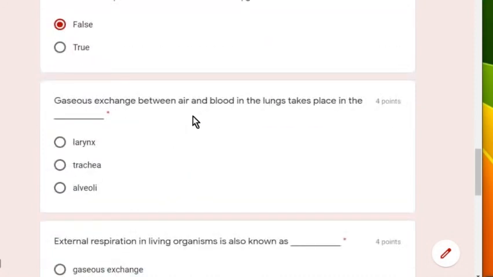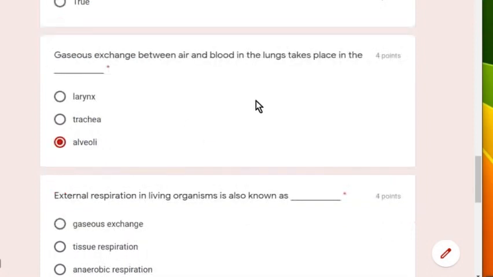Gaseous exchange between air and blood in the lungs takes place in the alveoli. When air travels through the trachea to the bronchi to the bronchioles, it goes to the alveoli. The alveoli has a lot of tiny blood vessels, so there is diffusion of air into the bloodstream, and also in the opposite direction. So that takes place in the alveoli. The trachea is just a passageway for the air, so it's not meant for that.